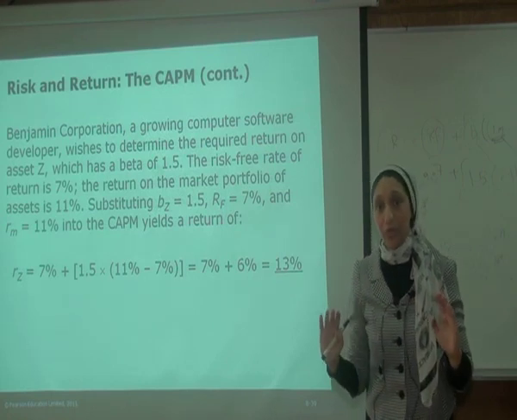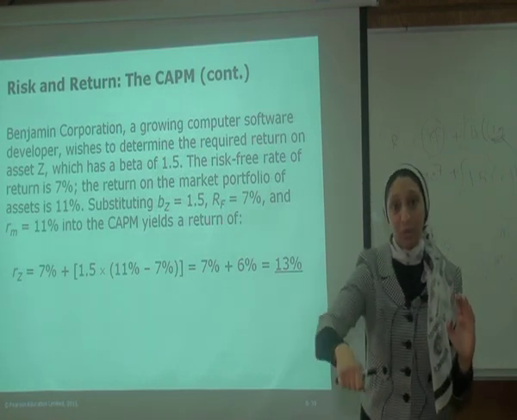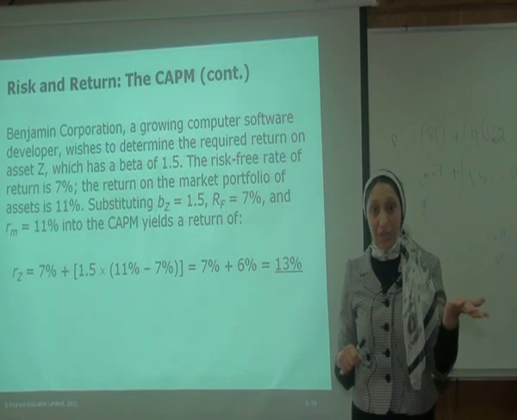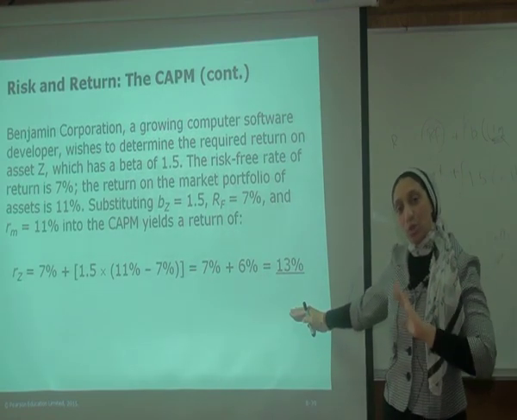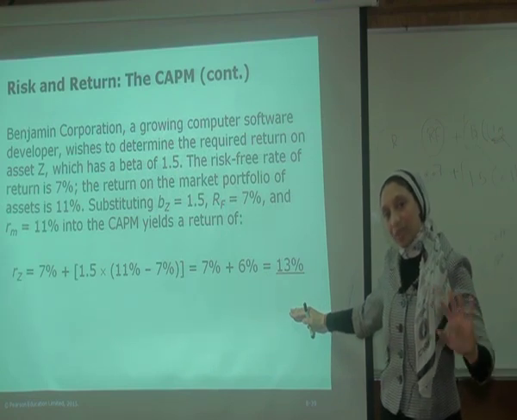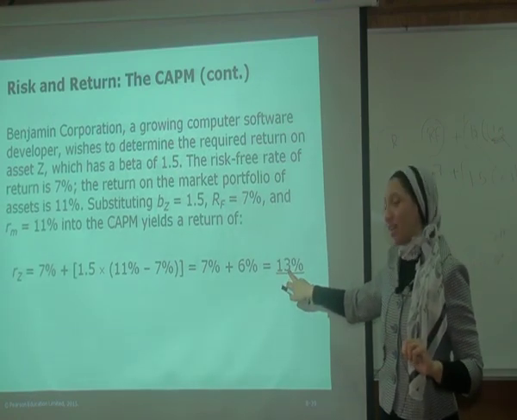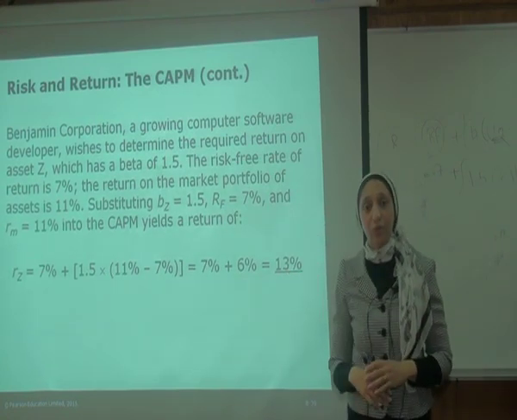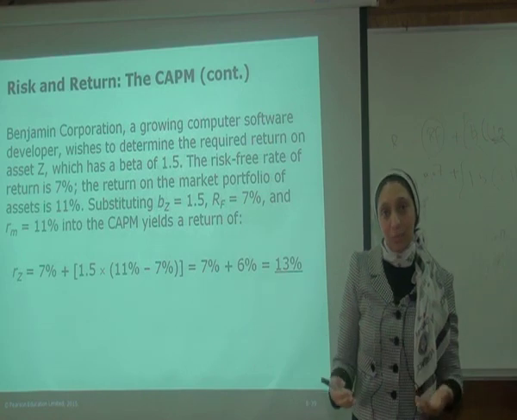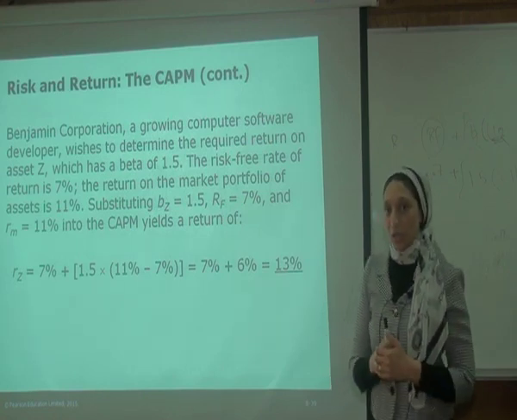It's the minimum return to be achieved in order to accept putting my money in it. So if the stock is achieving 10%, it's already below the required rate of return, so I will not accept investing my money in this stock. But if the current return is 15%, it already exceeds the required rate of return, so I will accept putting my money in this stock.